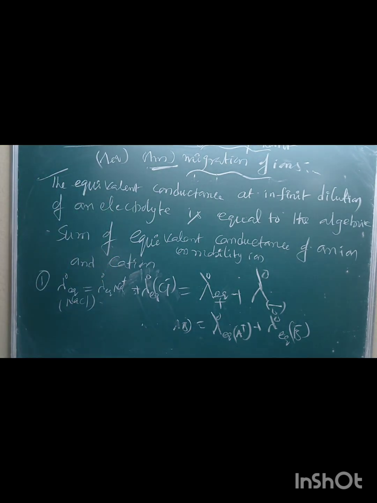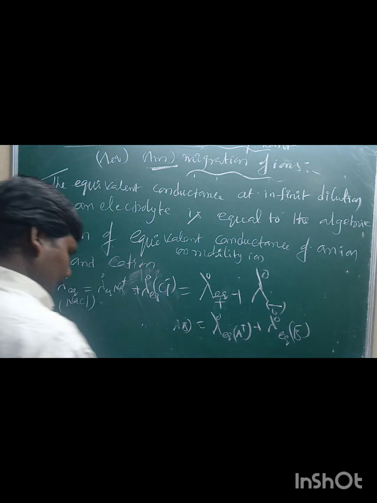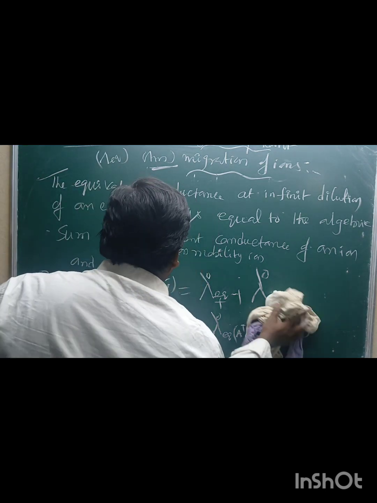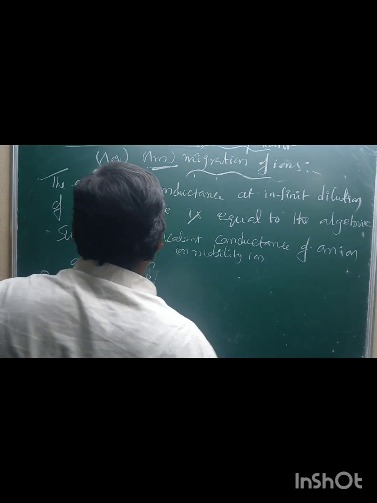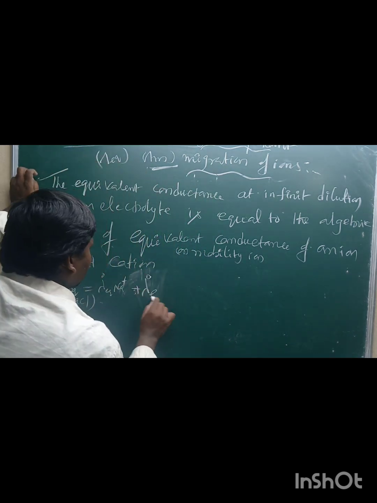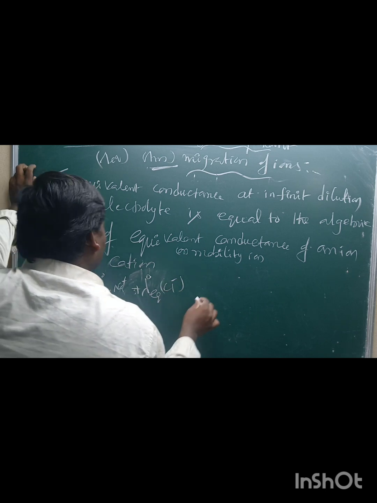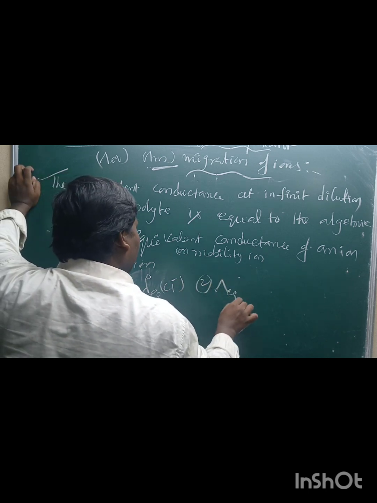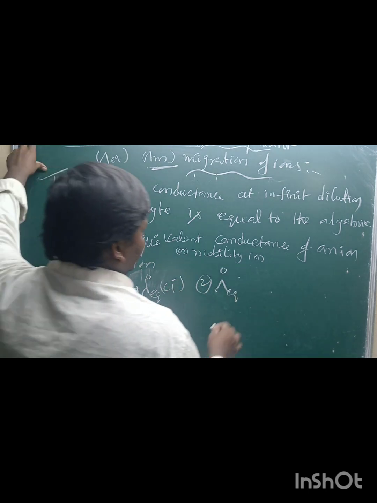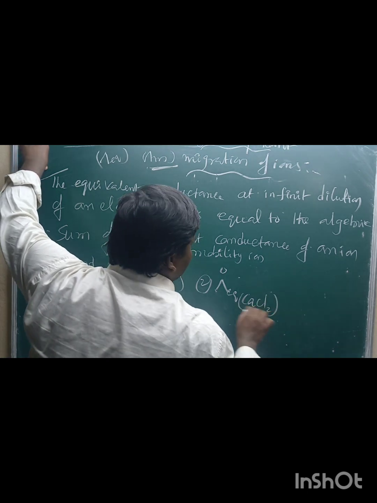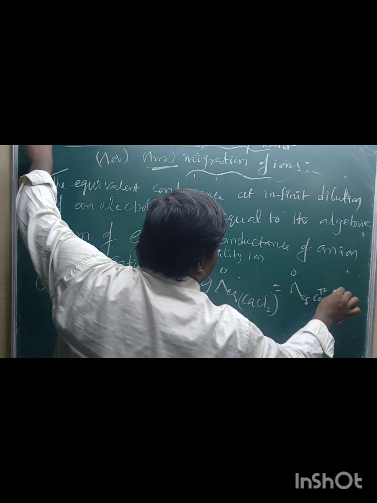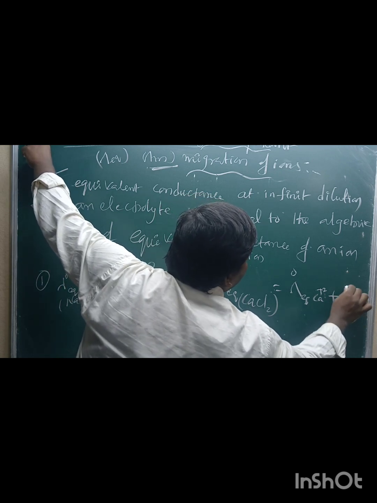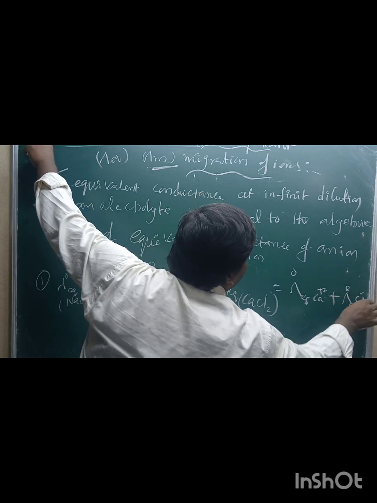In case you take one more example, calcium chloride, for equivalent conductance. This is only one cation and one anion. The equivalent conductance of calcium chloride is equal to the equivalent conductance of Ca plus 2 plus the equivalent conductance of only Cl minus, but not 2 here.